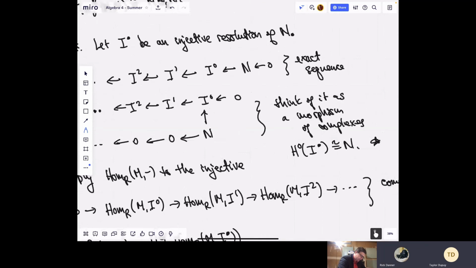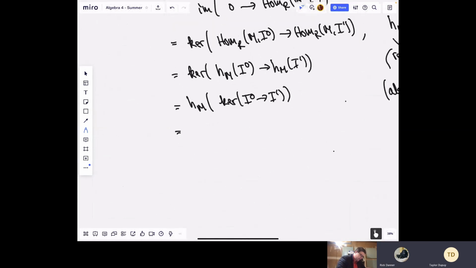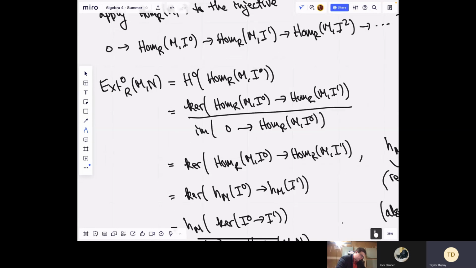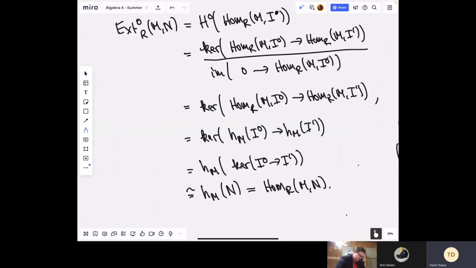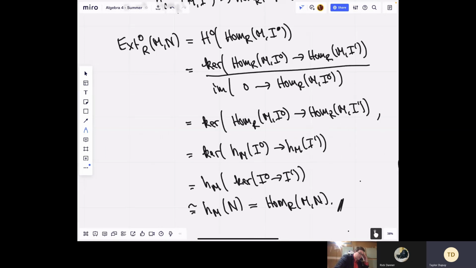So is it pretty common to say that preserve means commute? Yeah, that's the way we say it. So this is HM of n, or isomorphic to HM of n, and this is really Hom_R of M, n. Okay, so we proved that x0 is Hom_R of M, n. So that's the proof of this one.